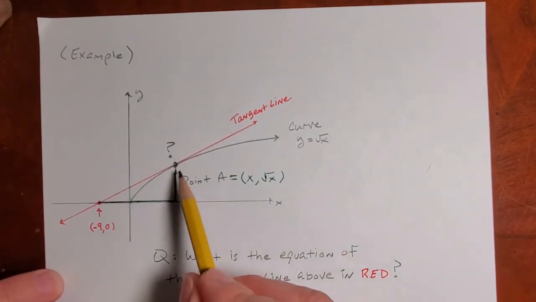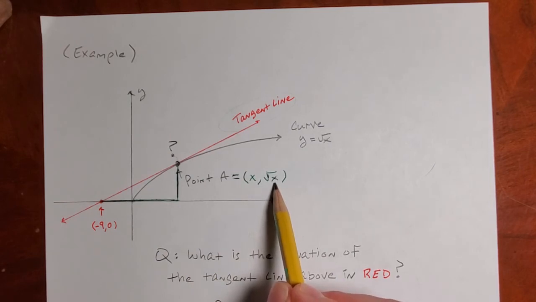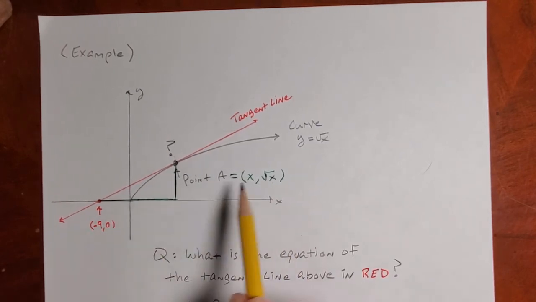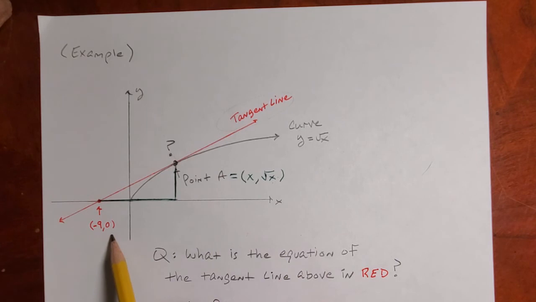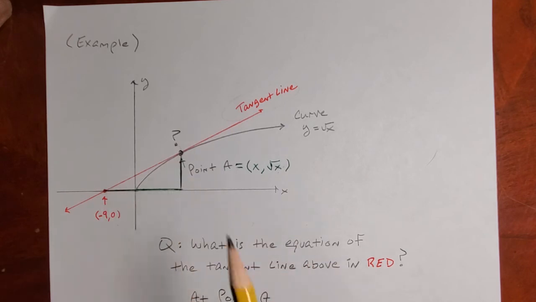So I could find that slope, like rise over run. What's it going to be? Root x take away 0 over x take away -9. Rise over run, right there in that green triangle.